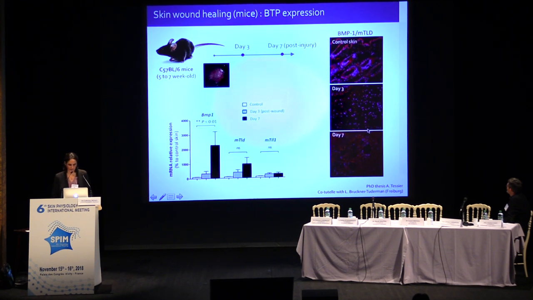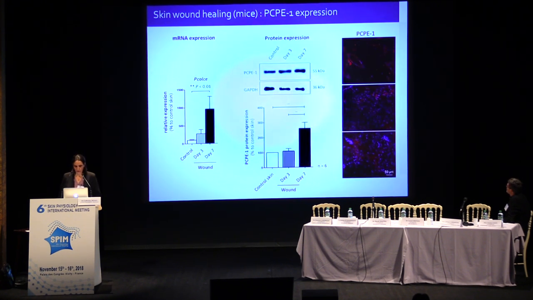So this is at the RNA level, but we have similar pictures at the protein level using immunofluorescence. So similarly for PCP1, we have the same kinetics of expression with a peak around day 7 and a tenfold increase in the mRNA level, which is also observed at the protein level both by Western blot and immunofluorescence.